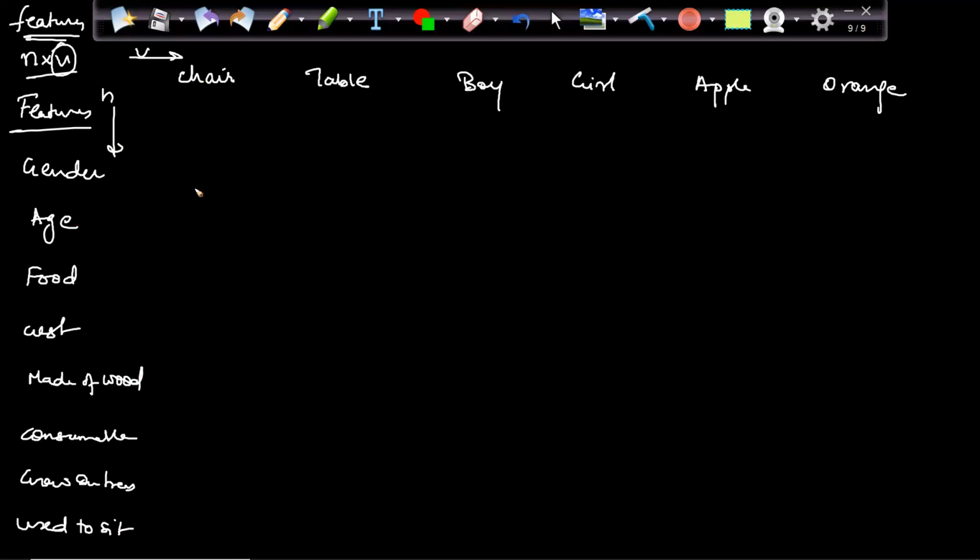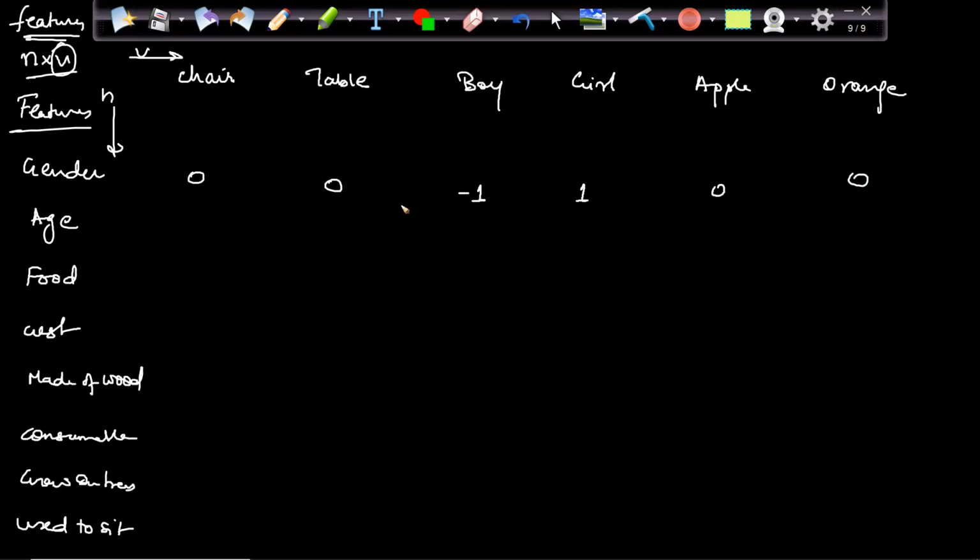Does chair have gender? No. Does table have gender? No. Does boy have gender? Yes. So I'll make it, let's say, -1. Girl also has gender, so make it +1, because gender is like extreme, right? Boy is one end and girl is the other end, so I am giving extreme values. Apple has gender? No. Orange? No.